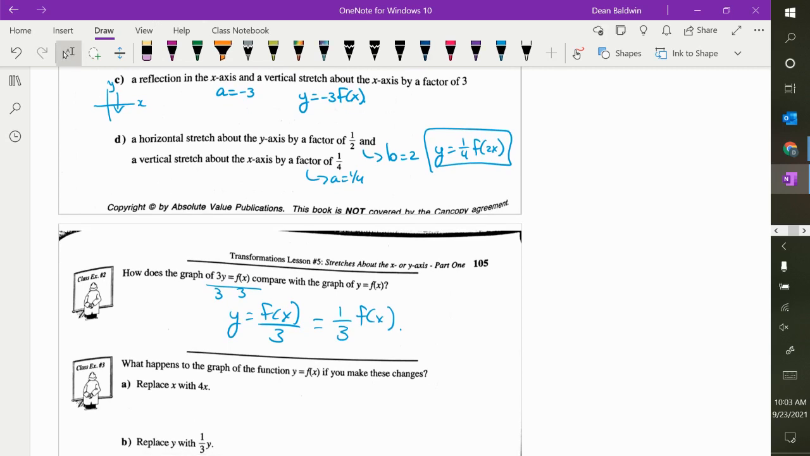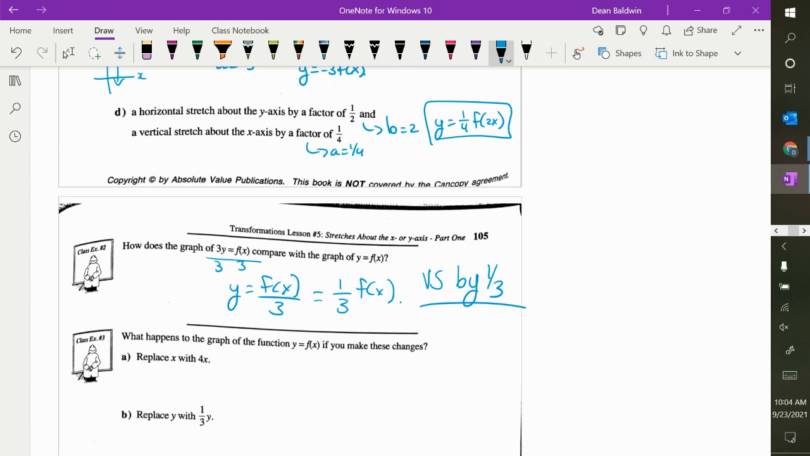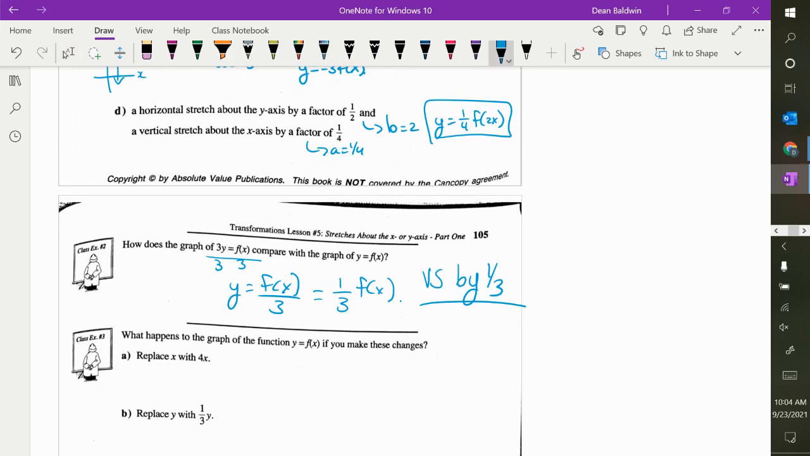So what are we doing to the graph then? Vertical or horizontal? By? Vertical stretch by 1/3.